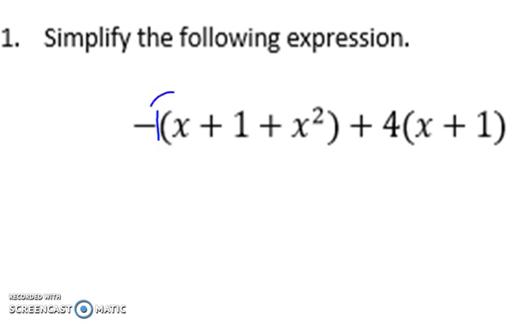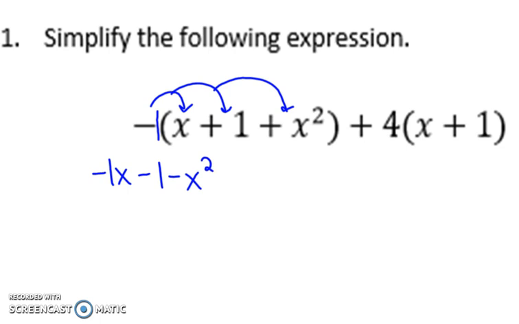Now, we want to make sure everybody's treated equally. We're going to distribute that -1 to all the numbers that are inside that parenthesis, and only the numbers inside that parenthesis. So if I do that, it becomes -1 times x, which gives me -1x, -1 times +1, which gives me -1, -1 times positive x squared gives me -x squared.